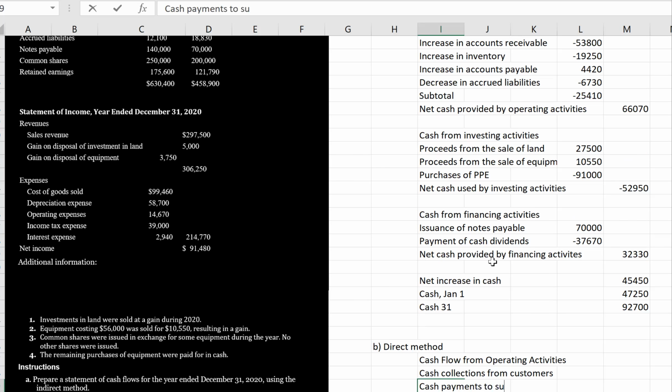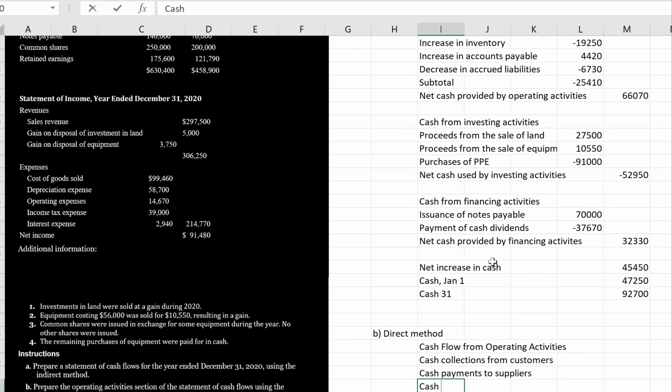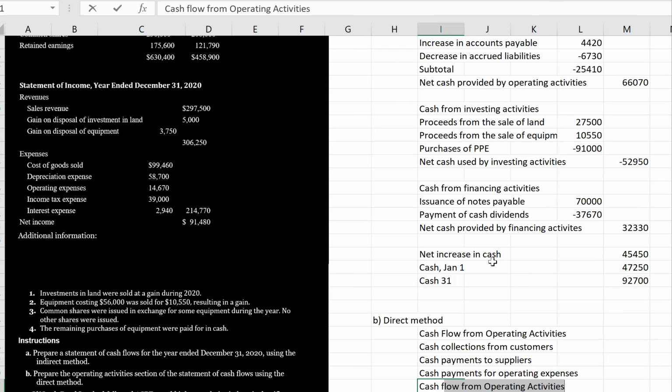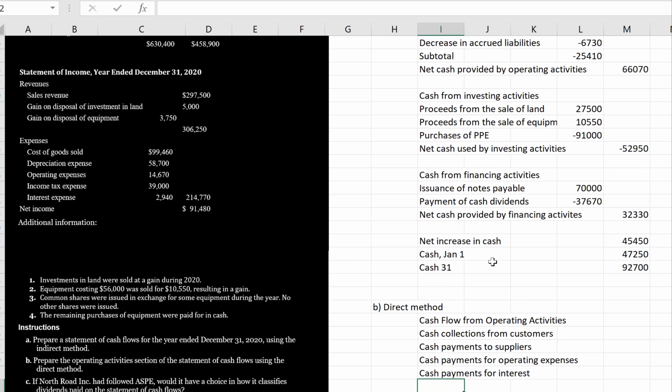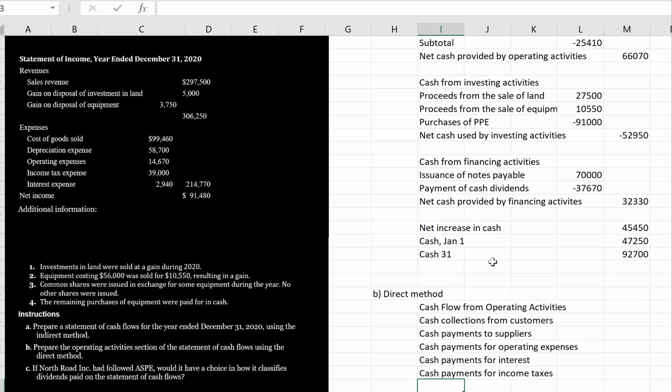Cash payments to suppliers, cash payments for operating expenses, cash payments for interest, and cash payments for income taxes. So basically we're looking for all of our main categories of cash inflows and outflows. So let's just start with cash collections from customers.